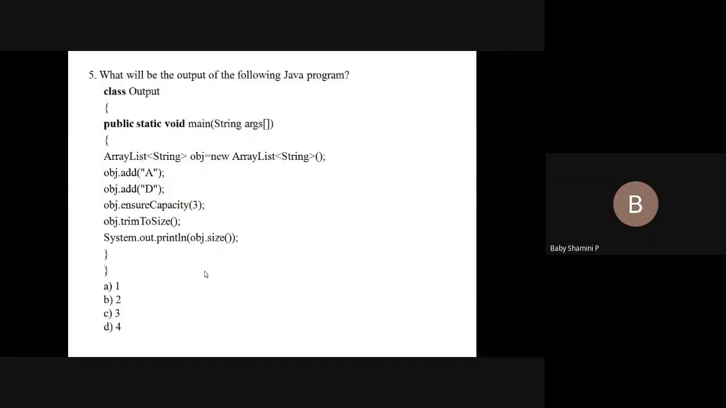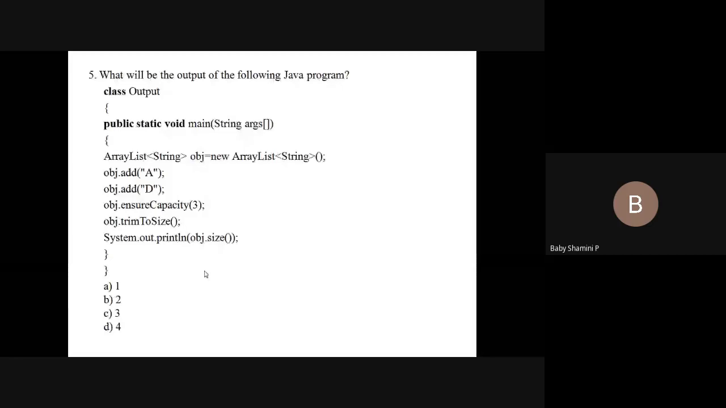What is the output of this code? First we are going to create an array list and add a string into the array list. Again we have the method ensureCapacity(3). It increases the capacity of array list to 3 and trimToSize is used to reduce the size of the array. So what is the output? Answer is B. Size of object represents the number of elements, isn't it? So we have 2 elements, output is 2 only.